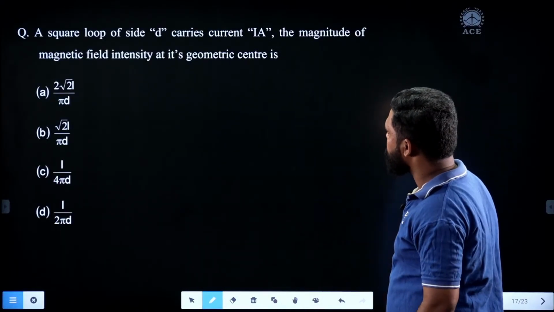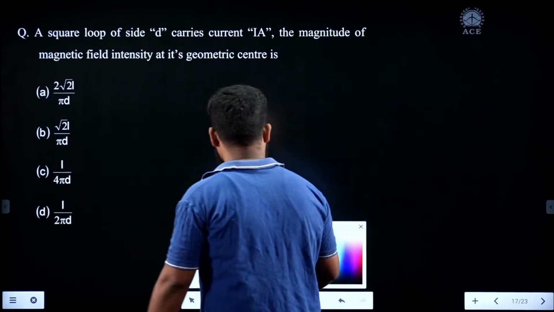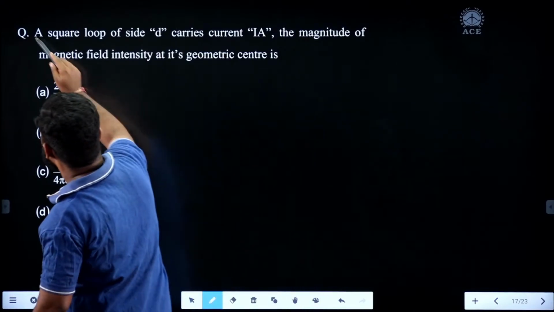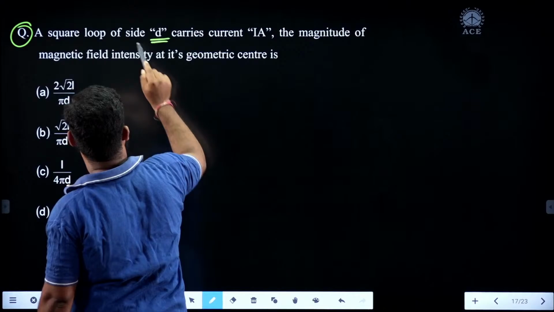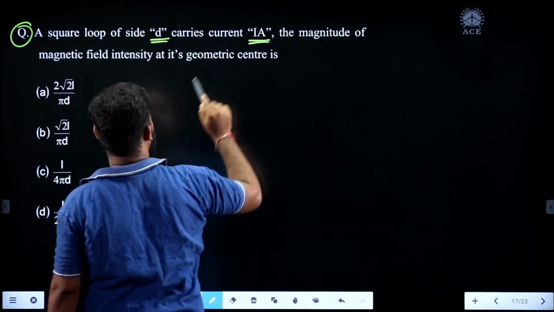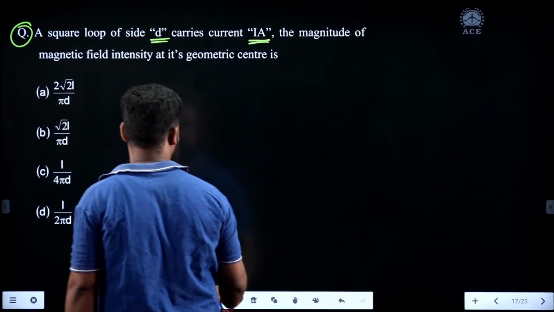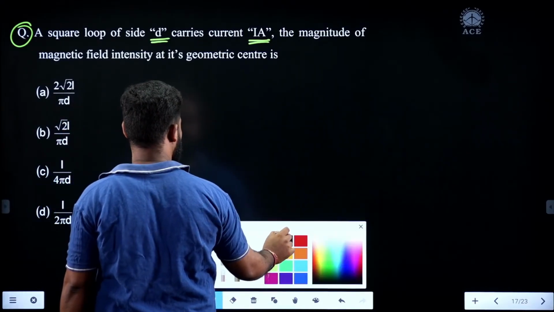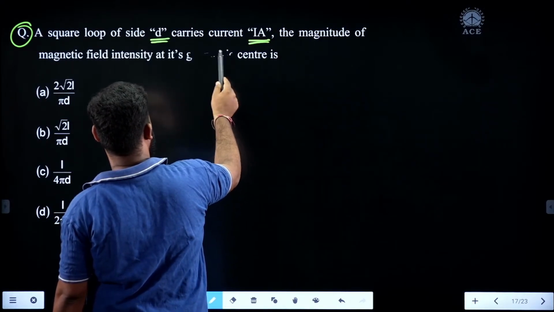See here. A square loop of side D carries a current of I amperes. The magnitude of magnetic field intensity at its geometric center is, just you can write, at its center is.